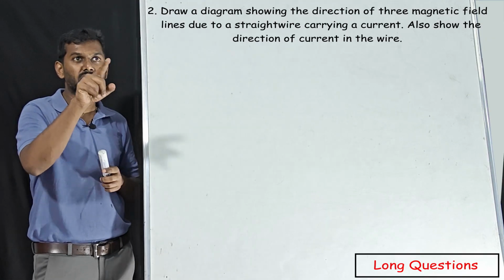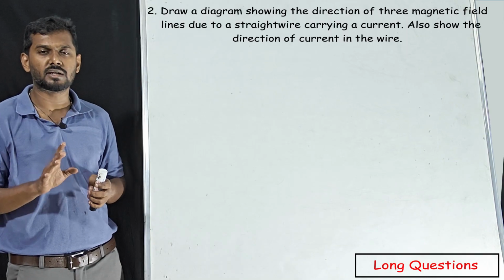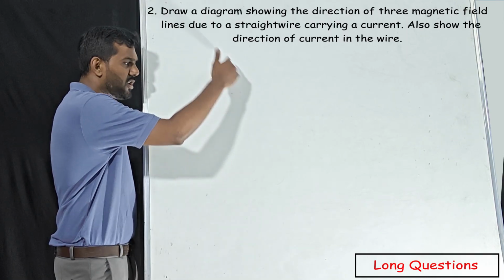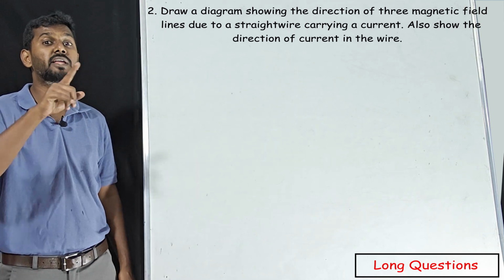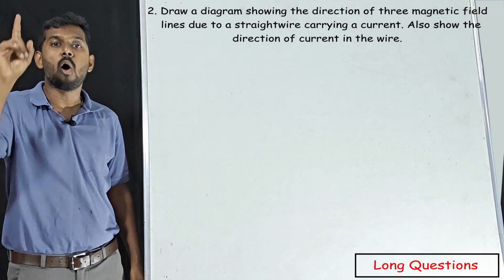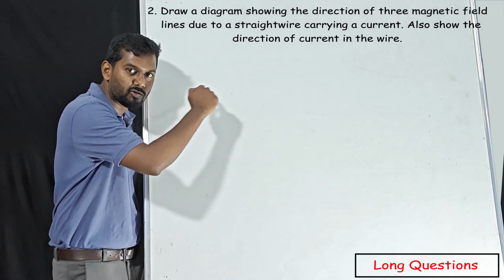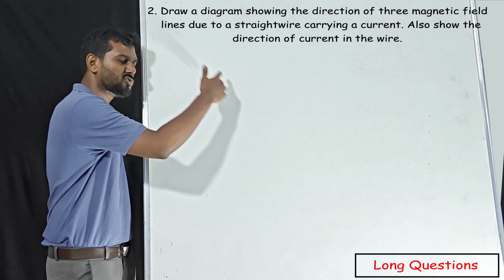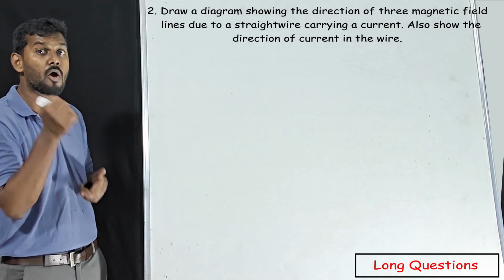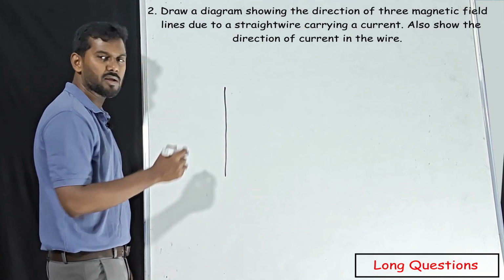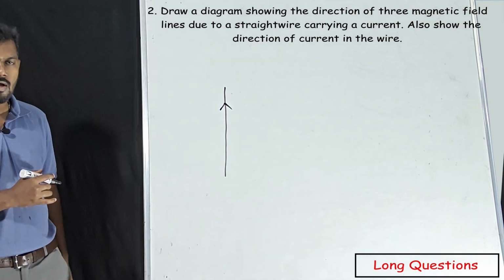Listen, here the important thing is the straight wire carrying a current. A straight wire can be horizontal or vertical, correct? But whenever they don't mention horizontal, always we have to go for vertical. If they mention horizontal, you have to go for horizontal, because in horizontal also it's a straight wire, but if they don't mention horizontal, we have to go for vertical. So this is the wire, and this is the direction of current.